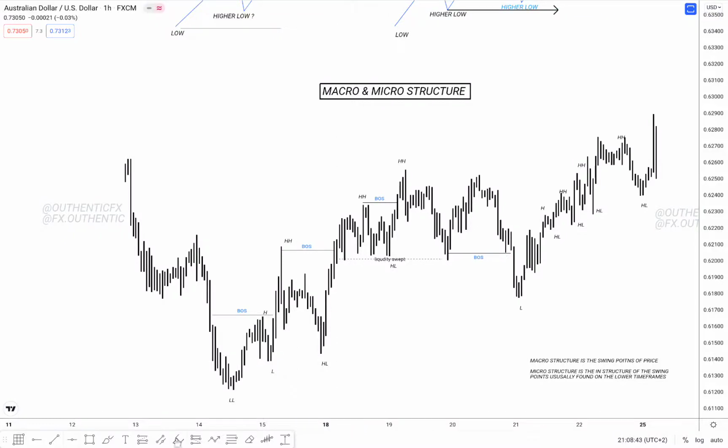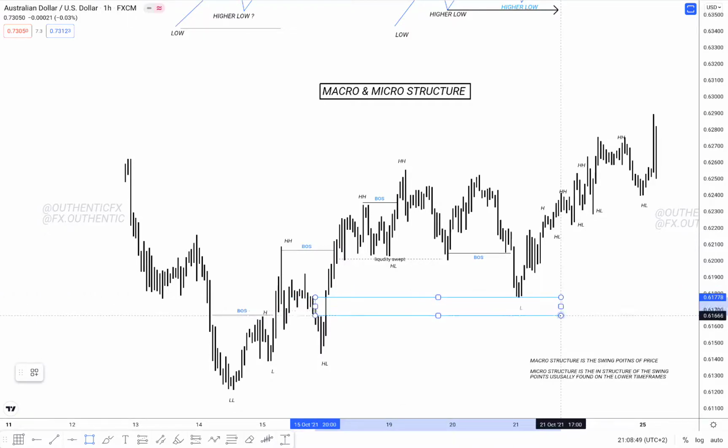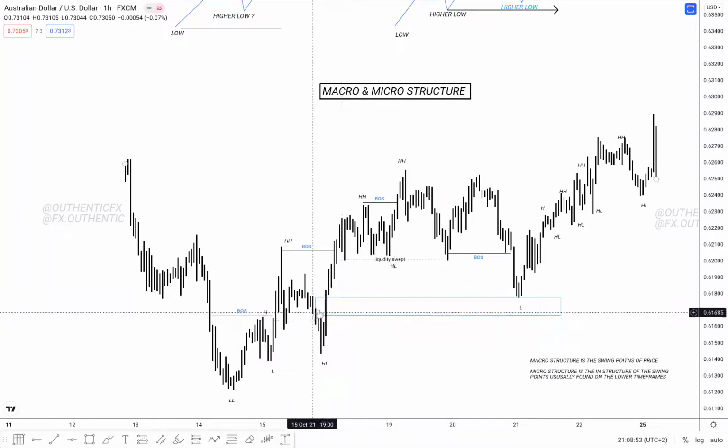Possibly reacting off this demand zone, which we'll get into later. This demand zone over here. Swept liquidity, hits our demand zone because we have that break of structure, bullish consolidation before the expansion. Then price will always return into that demand zone and then break structure to the upside.